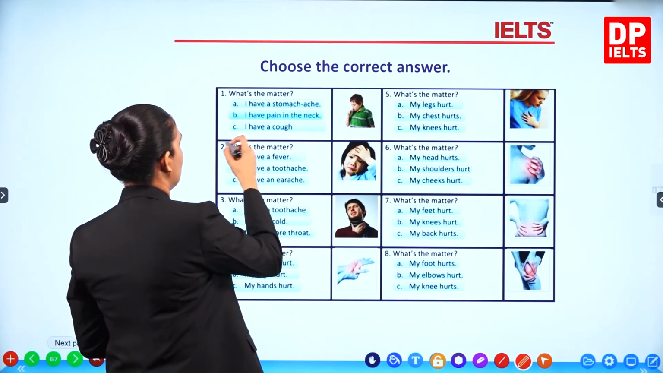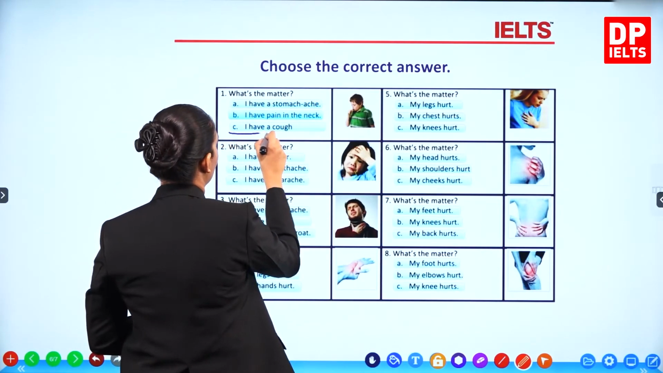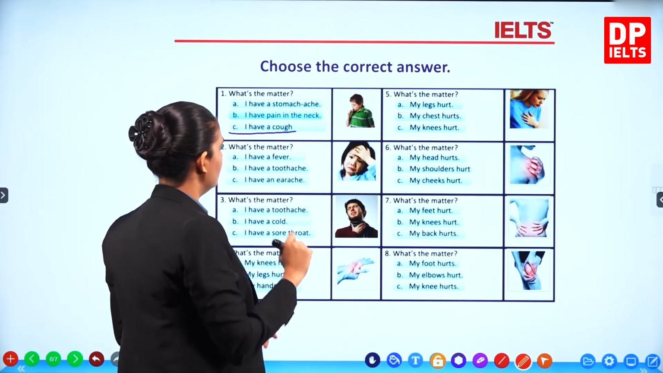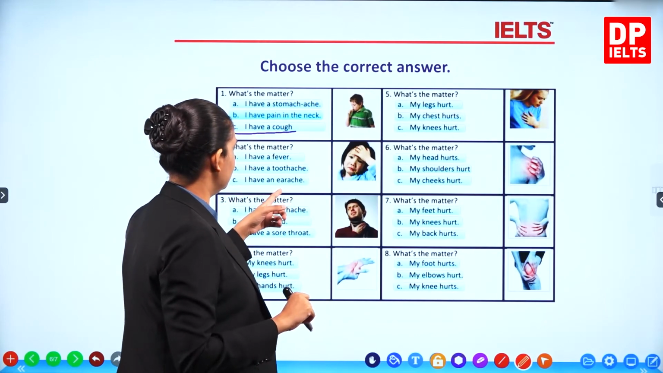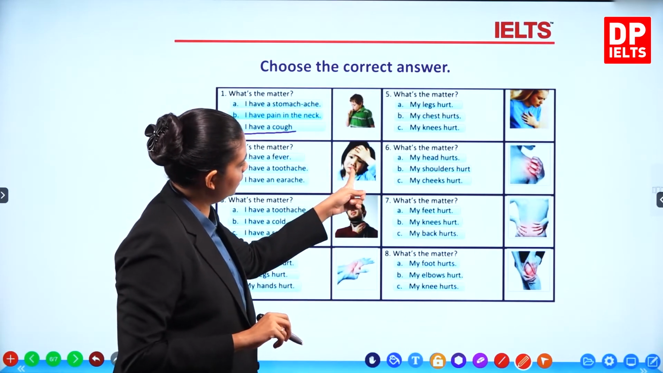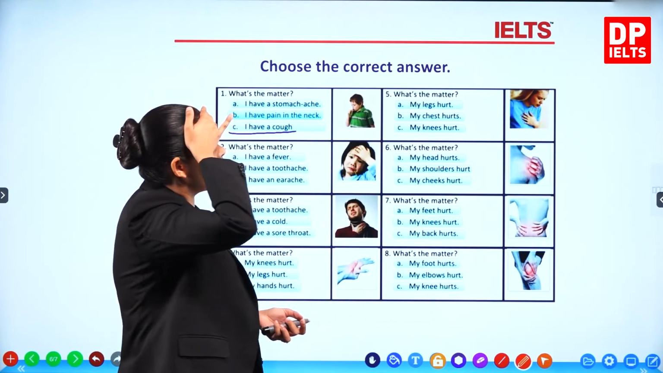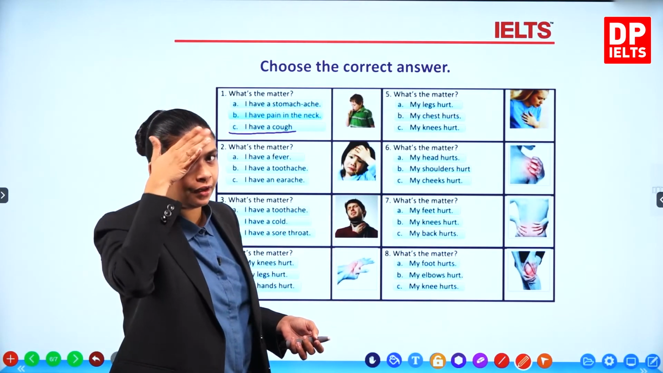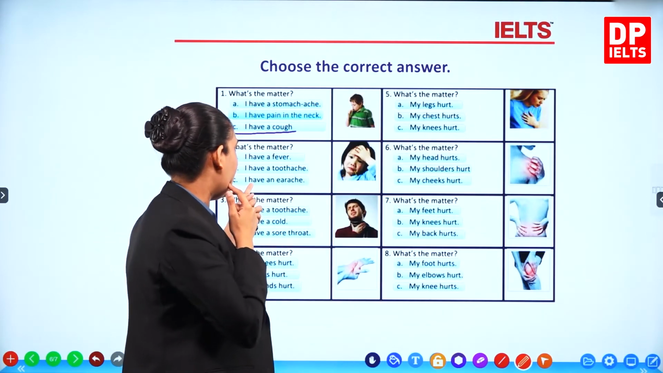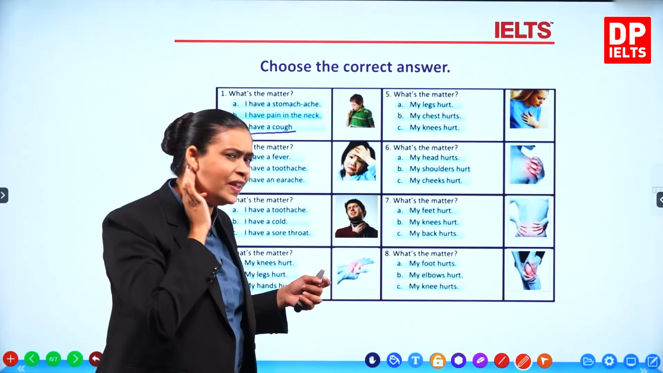Cough. So I have a cough. What's the matter? There's a little thermometer sticking out of her mouth and she's touching her head. I have a toothache. Will you touch here? You're going to touch here. I have an earache. You're going to touch your ear.